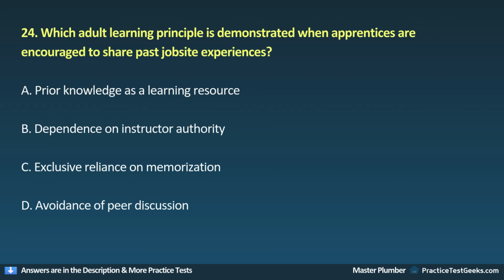24. Which adult learning principle is demonstrated when apprentices are encouraged to share past job site experiences? A. Prior knowledge as a learning resource. B. Dependence on instructor authority. C. Exclusive reliance on memorization. D. Avoidance of peer discussion.